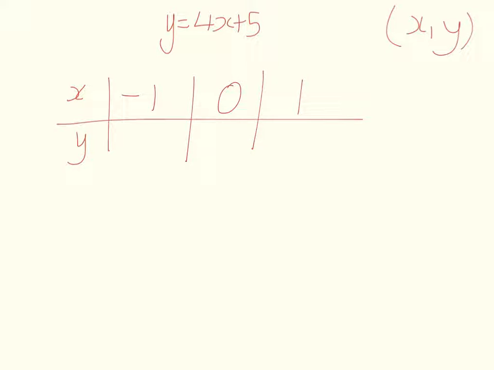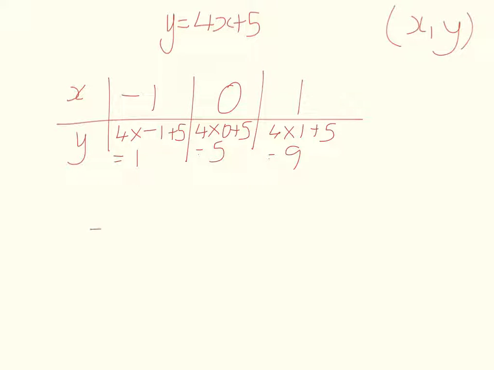What I'm going to do is I'm going to substitute this value into this equation. So to find out what y is, I need to times x by 4, then add 5. I'm going to do 4 times -1 plus 5. That is going to be 1. 4 times 0 plus 5 is 5. And 4 times 1 plus 5, which is 9.